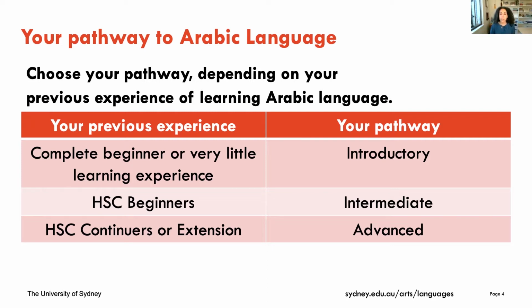If you have some background in Arabic, so if you've done, for example, HSC beginners, you can join the intermediate pathway. And then if you have continuers or extension in HSC, you can join straight from the advanced pathway. Having said all this, if you have none of these, or if you're not sure that your level of Arabic matches any of the pathways, you don't have to fit into any of these previous experience profiles. Feel free to contact us, arrange for a placement test. We'll have a chat with you and place you in the right level.